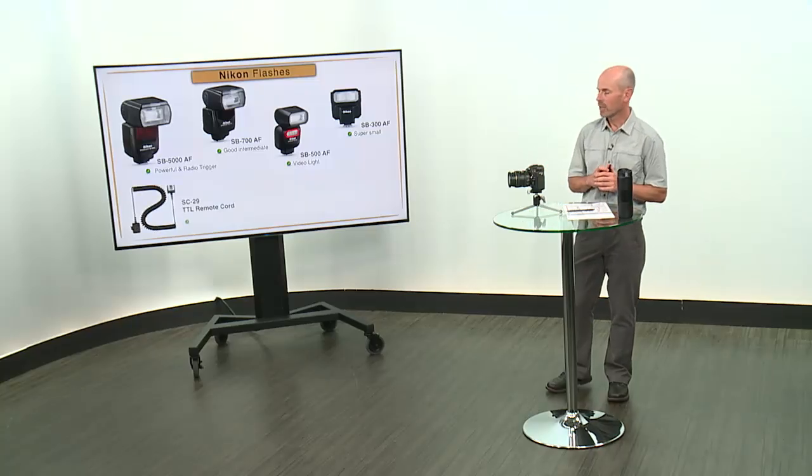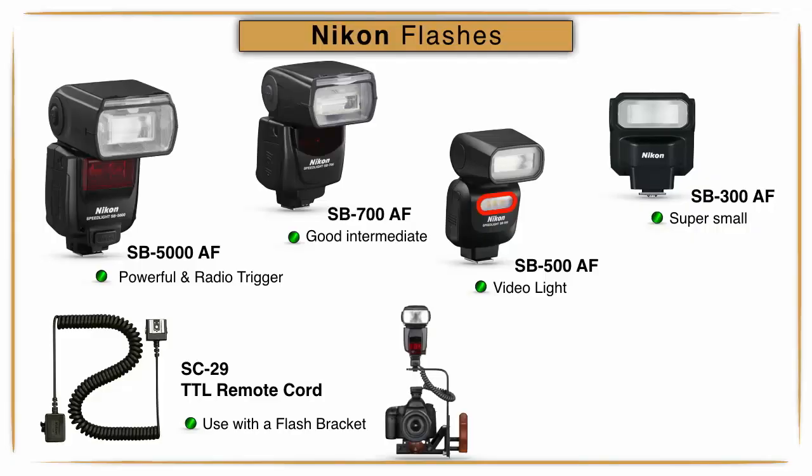With any of these, I would recommend potentially getting this little cord, the SC29 cord. This allows the flash to fire automatically at arm's length distance. The reason this is handy is if you want to use it for macro photography, you want to put it on a flash bracket to get the flash in a better lighting position. It works really well for that, and it's something that I think goes hand in hand with an SB5000 or SB700.